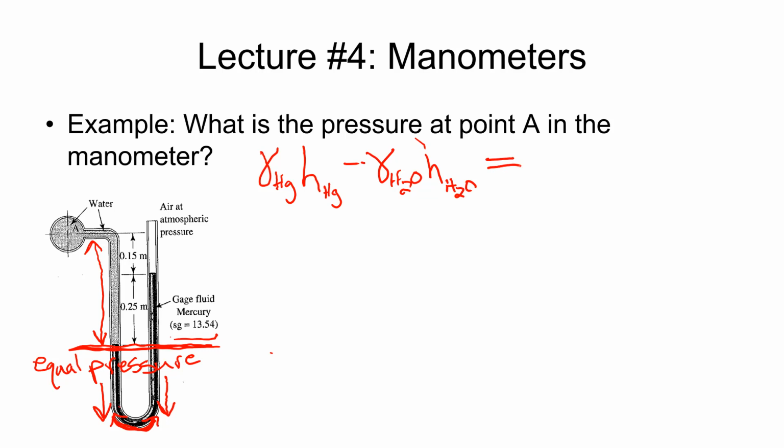And then we said we want to equate it to our final point, where we're going to have some pressure P sub A. So I'm going to say that it's equal to my pressure P sub A. So that's my equation for the problem. And so now I know my specific gravity of mercury, I know the specific weight of water, and I can determine the heights of both sides. So I should be ready to solve the problem.